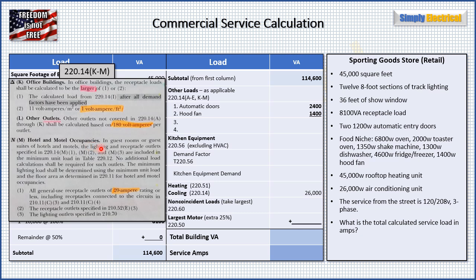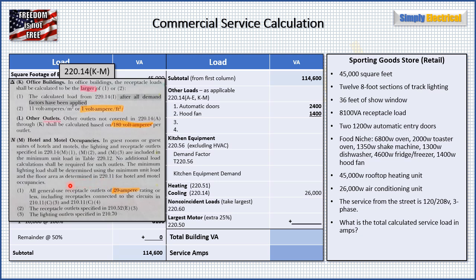In guest rooms or guest suites of hotels and motels, the lighting and receptacle outlets specified in 220.14 M1, M2, and M3 are included in the minimum unit load in table 220.12. No additional load calculation shall be required for such outlets. The minimum lighting load shall be determined using the minimum unit load and the floor area as determined in 220.11 for hotel and motel occupancies.